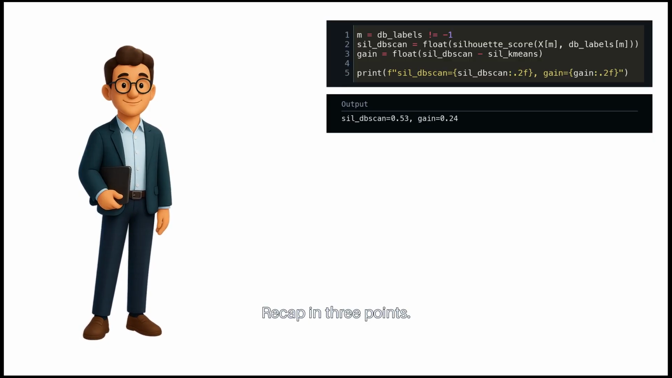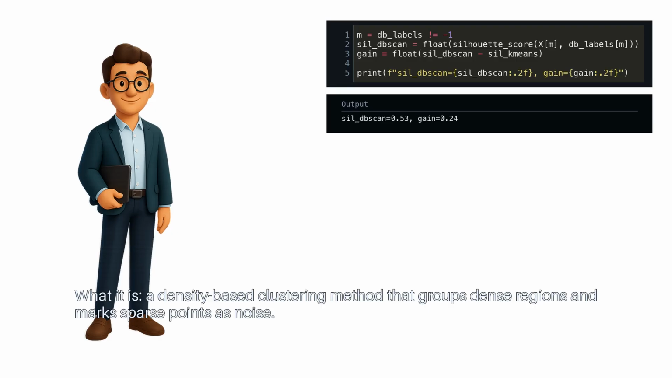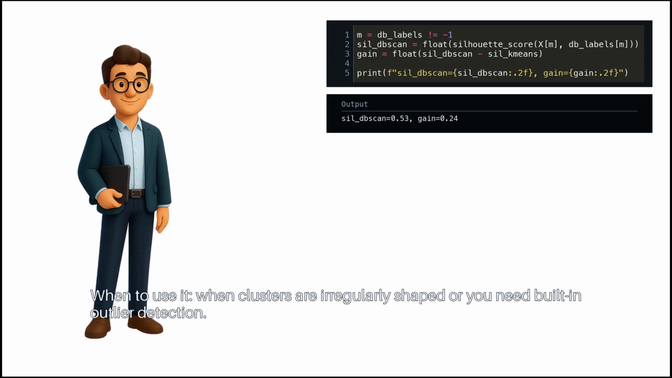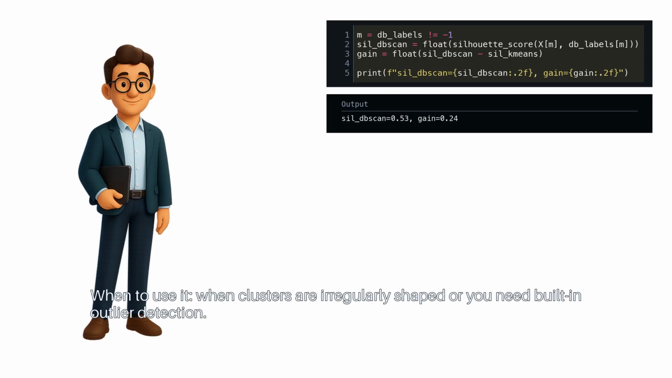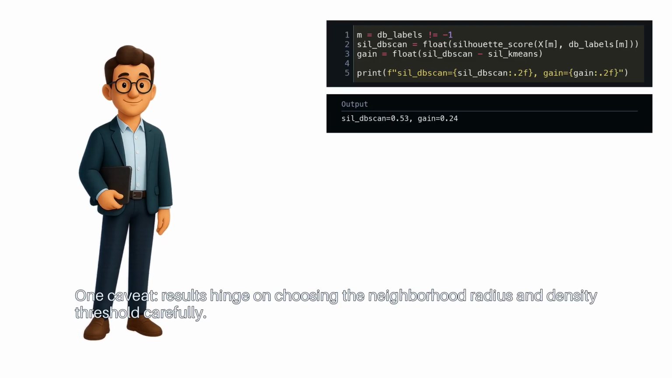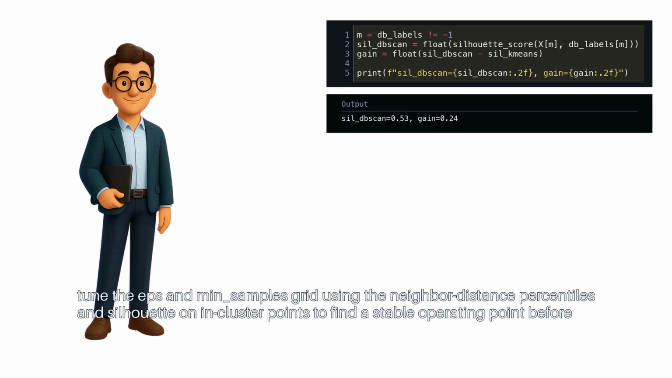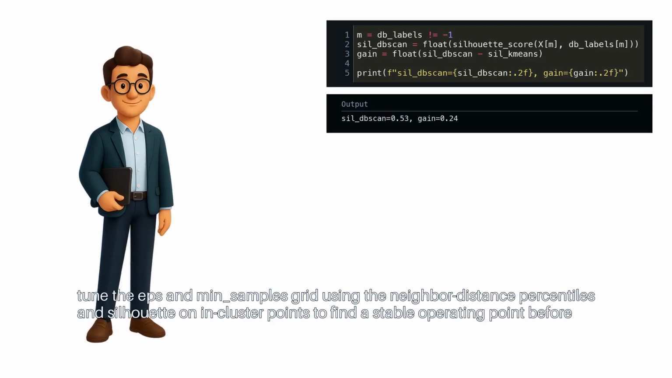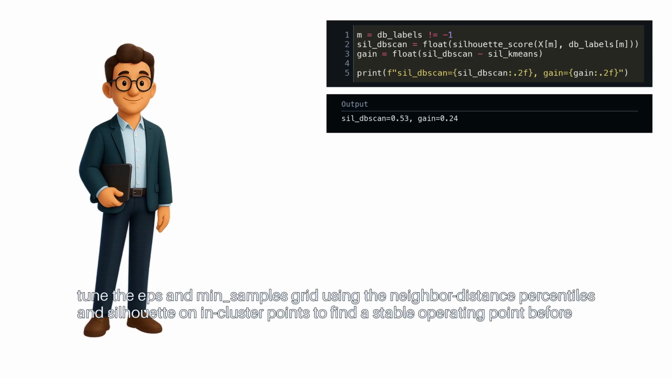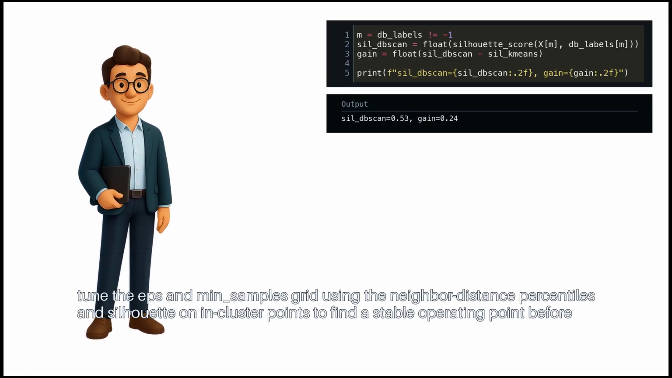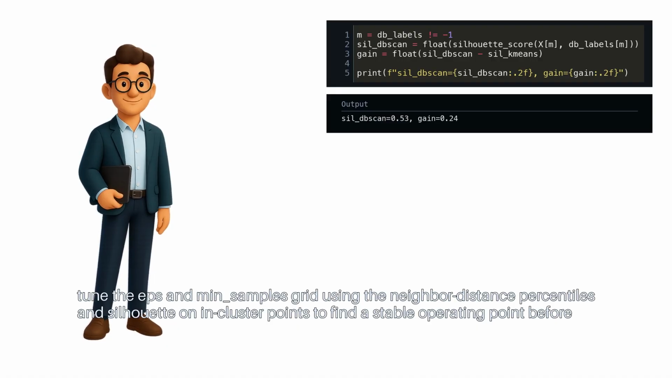Recap in 3 points. What it is: a density-based clustering method that groups dense regions and marks sparse points as noise. When to use it: when clusters are irregularly shaped, or you need built-in outlier detection. One caveat: results hinge on choosing the neighborhood radius and density threshold carefully. Next step: tune the eps and min_samples grid using the neighbor distance percentiles and silhouette on in-cluster points to find a stable operating point before scaling up.